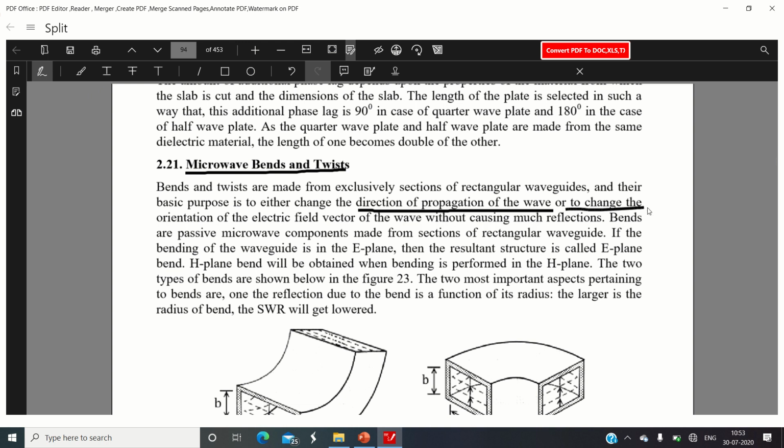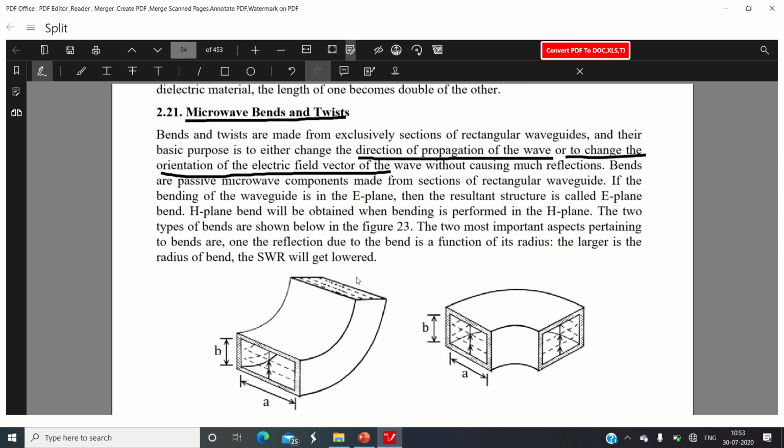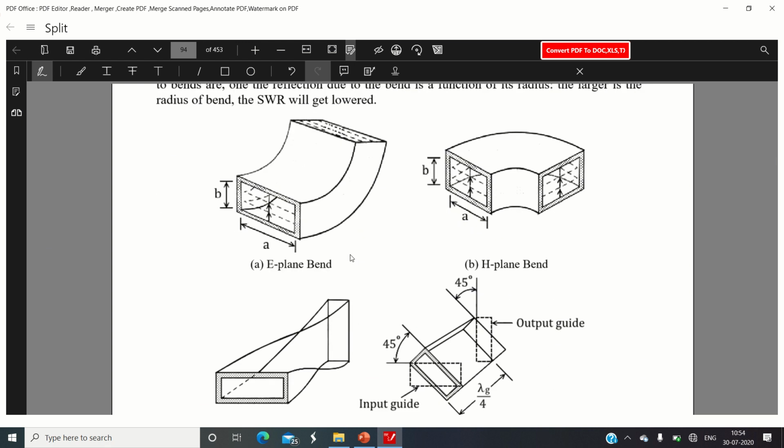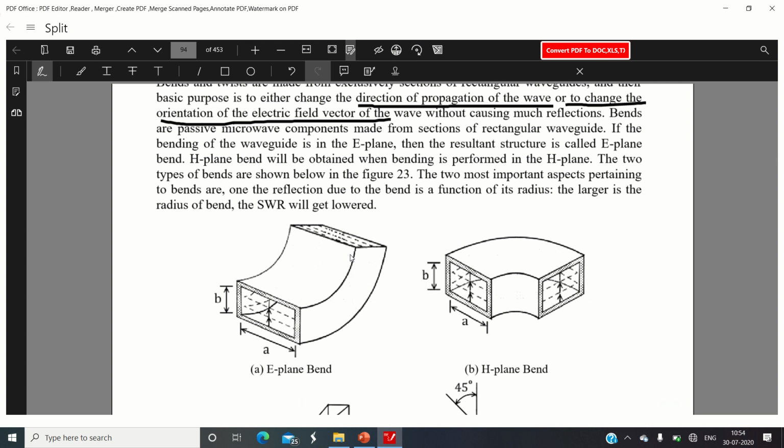Or to change the orientation of the electric field vector of the wave. So normally the bends are used to change the direction of propagation, and the twists are used to change the orientation of the electric field vector. Bends and twists are made from passive microwave components, usually from a section of rectangular waveguide. If the bending of the waveguide takes place in the electric plane, we call it an E-plane bend.